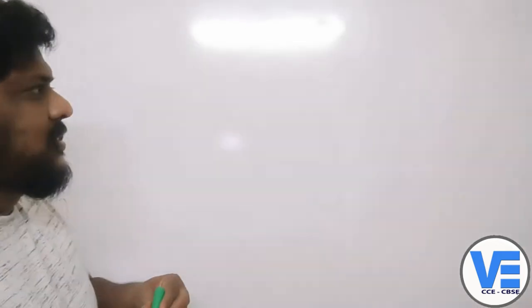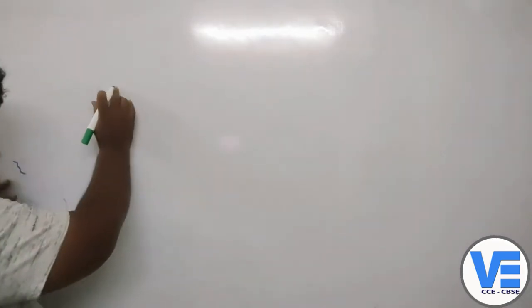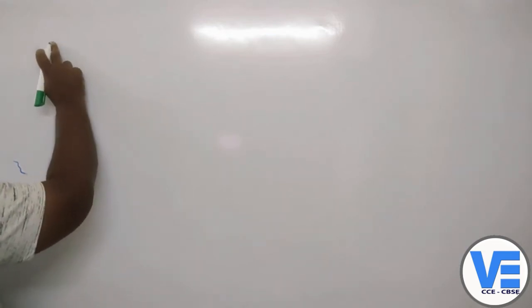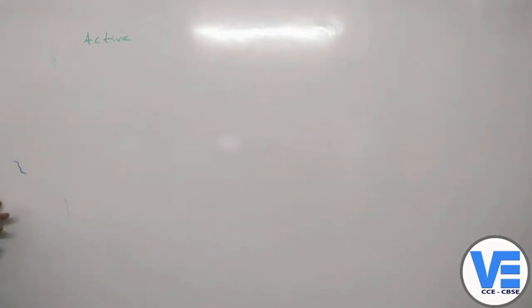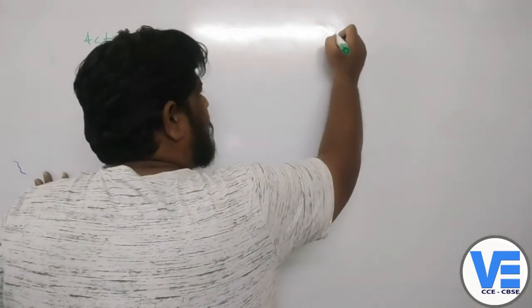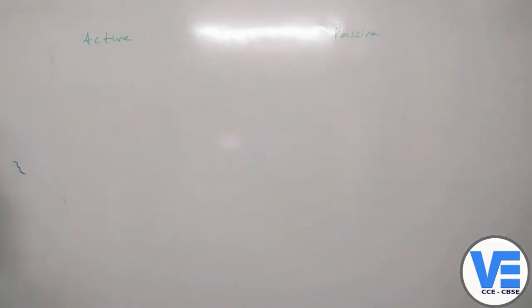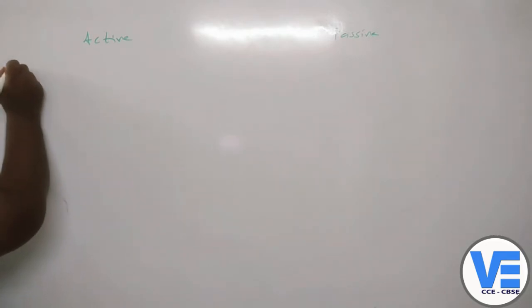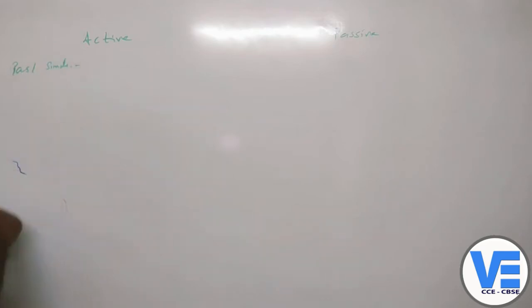Okay children, so yesterday we were talking about the present tense, right? So now we will talk about the past tense. Here I am taking the same, that is the past simple, active and passive.